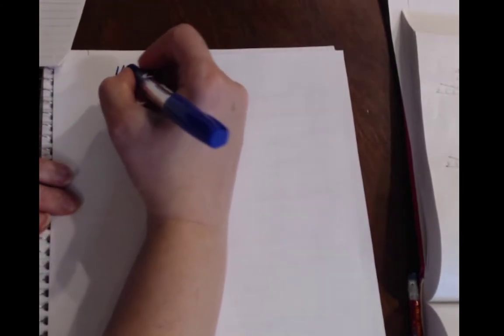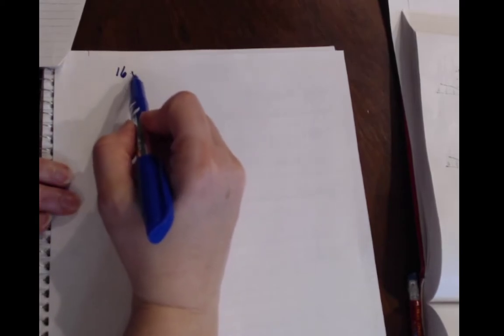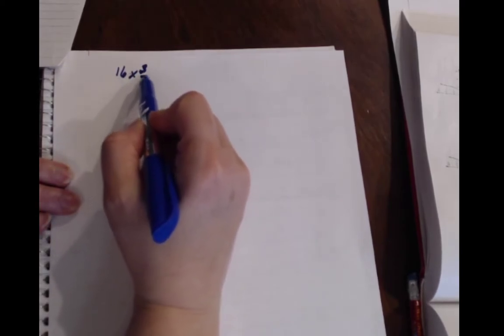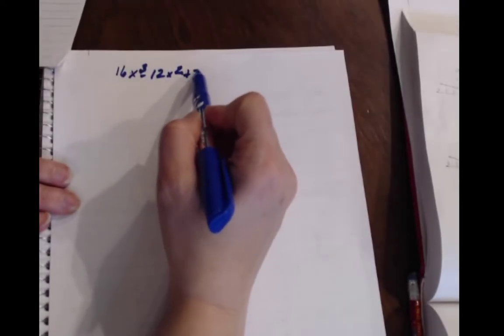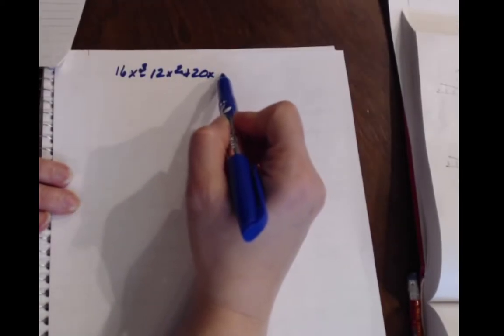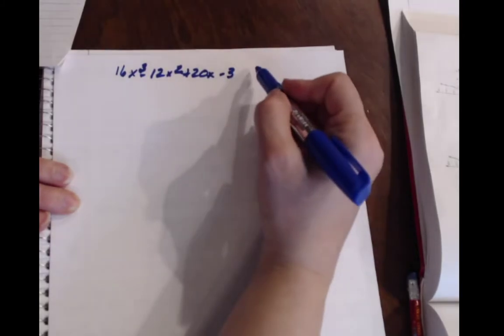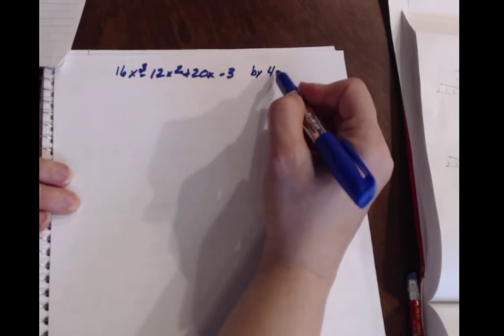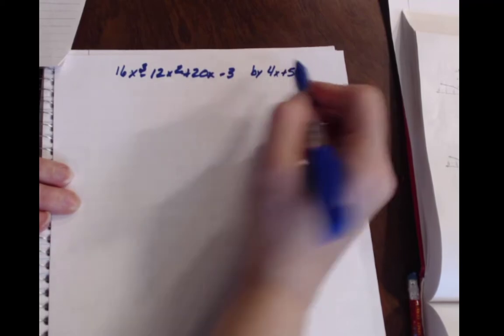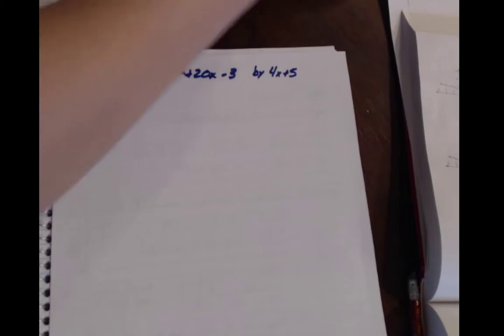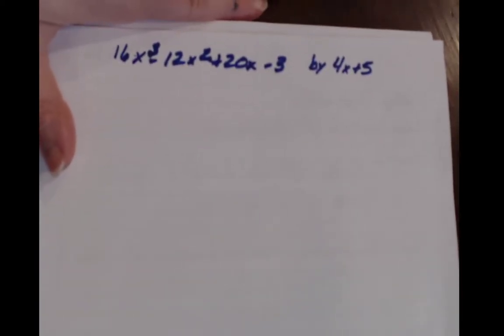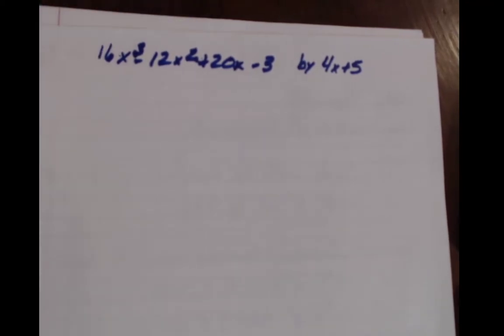So let's first divide 16x cubed minus 12x squared plus 20x minus 3 by 4x plus 5. See if we can zoom in a little bit here. Okay.